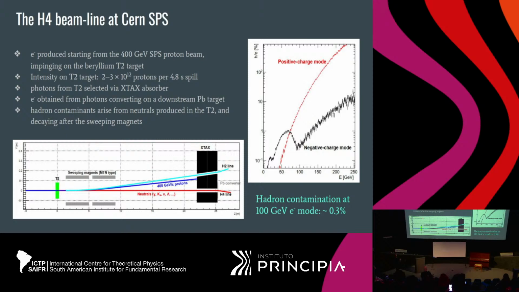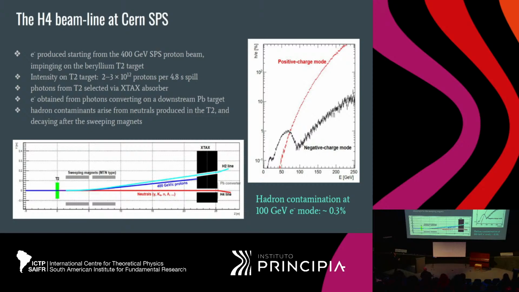Obviously, you can understand that all this chain results in the fact that you may have, for example, some hadron neutrals, which are produced here, that are not bent by the magnet, and then they decay after the magnet into some particles that are contaminants of the beam. So this is basically what happens in this kind of non-primary beam, and the result is that you have a contamination depending on what particles you have and you want to operate with.